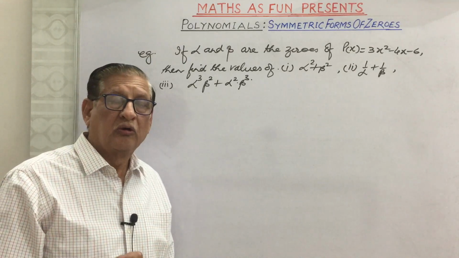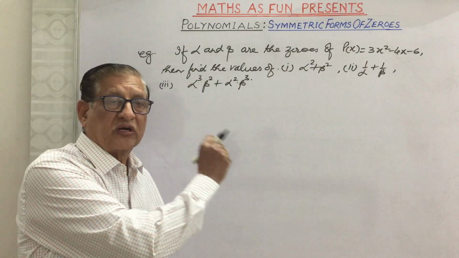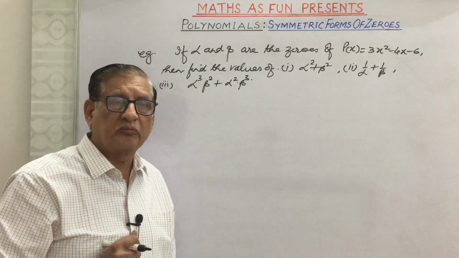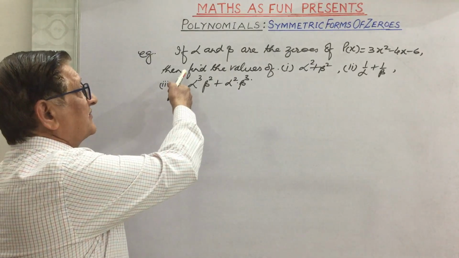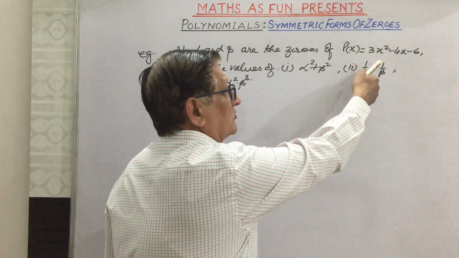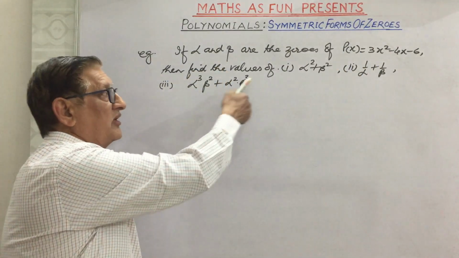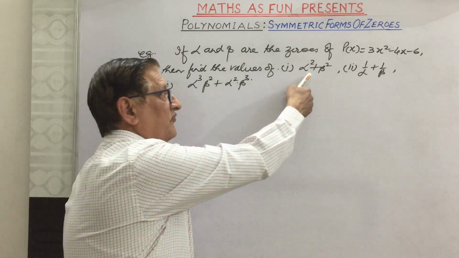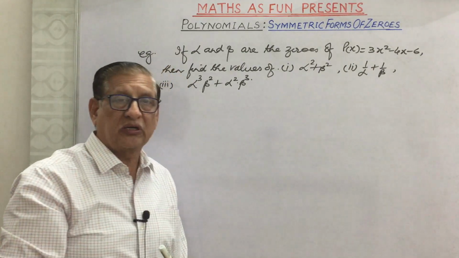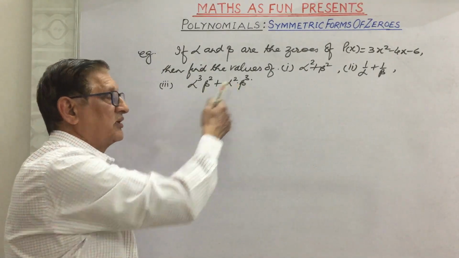Let's now discuss one example based on the symmetric functions or symmetric forms of zeros of a quadratic polynomial. The example is, if alpha and beta are the zeros of the polynomial p(x) equal to 3x square minus 4x minus 6, then find the values of alpha square plus beta square, 1 upon alpha plus 1 upon beta, and alpha cube beta square plus alpha square into beta cube.